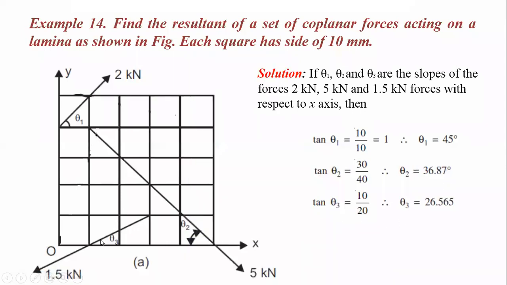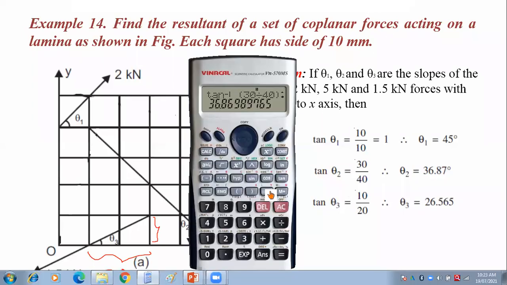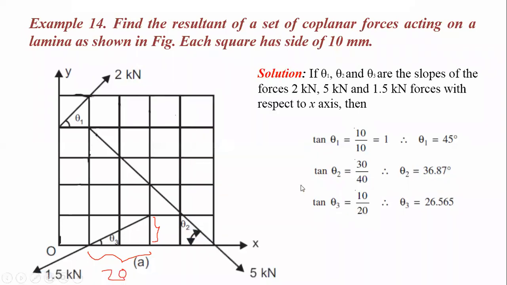And another one here. This value is 10 and this value is 20. That's why tan inverse of 10 divided by 20. You'll get 26.56. These are the angles we have got from this geometry.